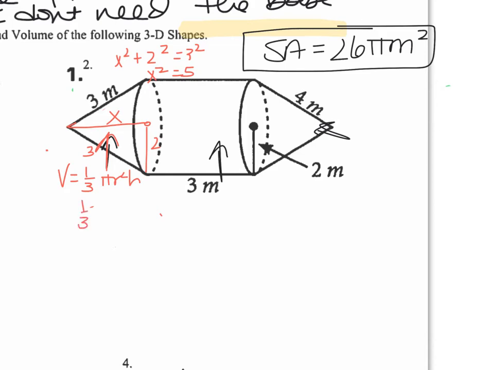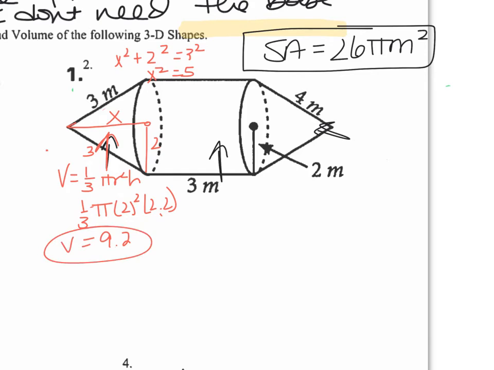So 1/3 pi, 2 squared, and 2.2. Now I'm going to type all of that into my calculator here. 1/3. You know what? You can leave it in terms of pi again, make it easier. You don't have to type it in Desmos. Well, why not? Let's just type it in as a y, since I'm already typing. I get 9.2 for my volume.